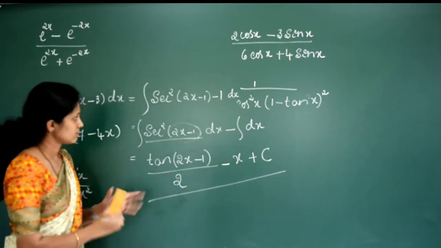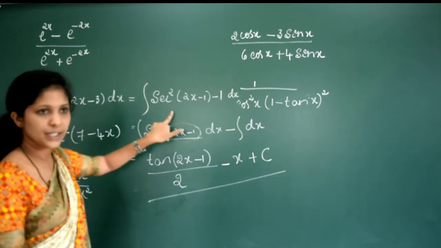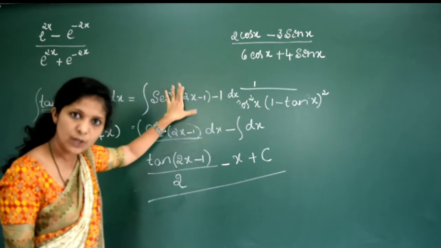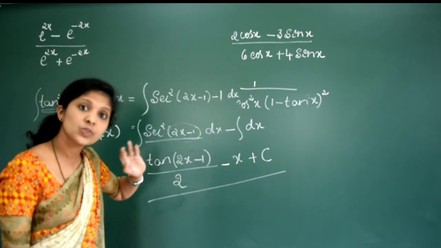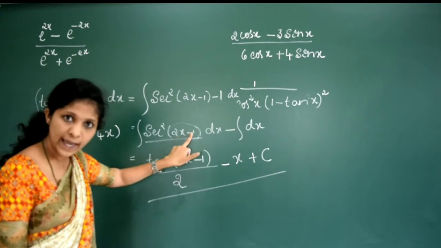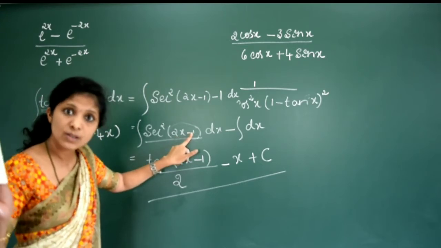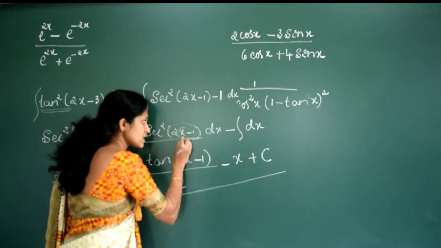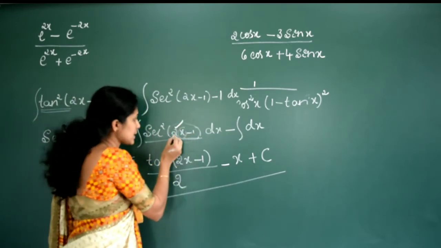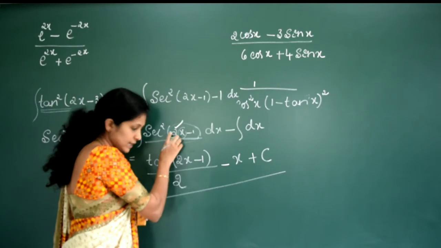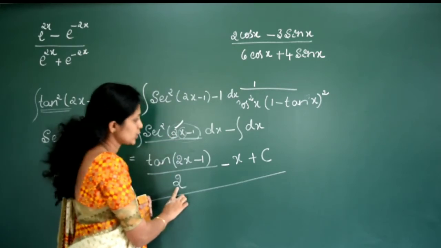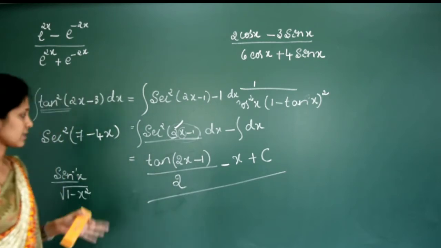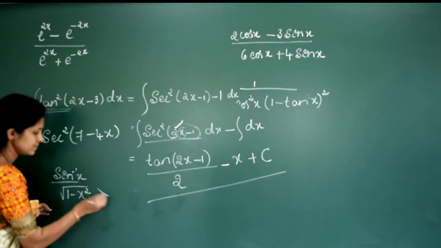Is it clear? I'll repeat once again. See, tan squared x can be written as secant square x minus 1. We know the integration of secant square x will be equal to tan x. In the place of x we have 2x minus 1. So we can write tan of 2x minus 1. Again this x is multiplied with the constant value 2. In the integration we need to divide by 2, minus integration of dx will be x plus c. Clear? Now see this one.